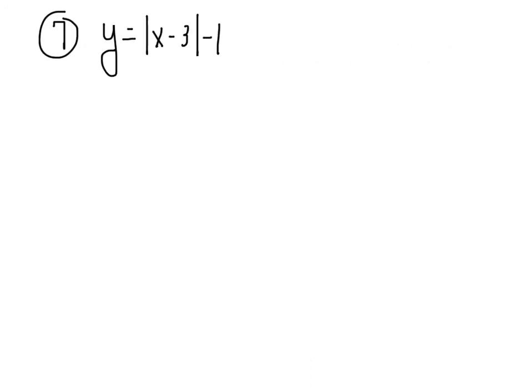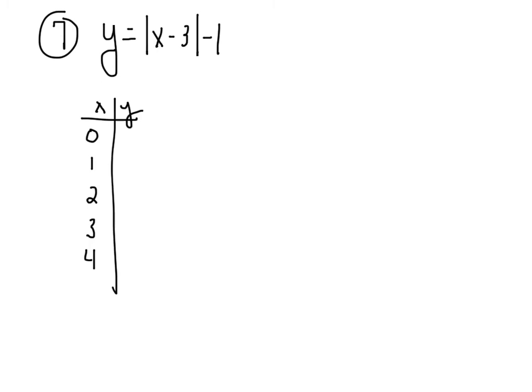Number 7 is an absolute value graph. Absolute value graphs, by the way, here's a little hint. Absolute value graphs are always going to look like V's. Either V's that are facing upward or V's facing downward. They will come to a point. So if we graph this, I'm just going to pick 5 values, 0, 1, 2, 3, and 4.